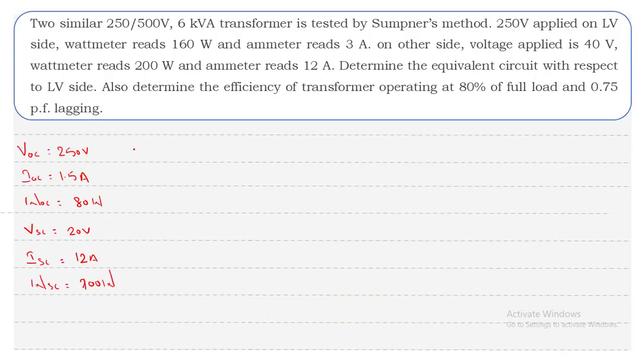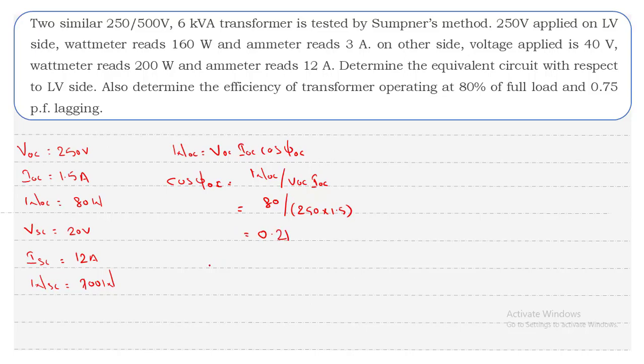The same formulas that we used during the OC and SC tests will be used. We know that WOC is equal to VOC into IOC into cos phi OC. From this equation, get the value of cos phi OC. WOC we know the value is 80, divided by VOC is 250 and current IOC is 1.5 amperes. Substituting that and simplifying, we will get cos phi OC as 0.21. Similarly, get the value of sin phi OC.